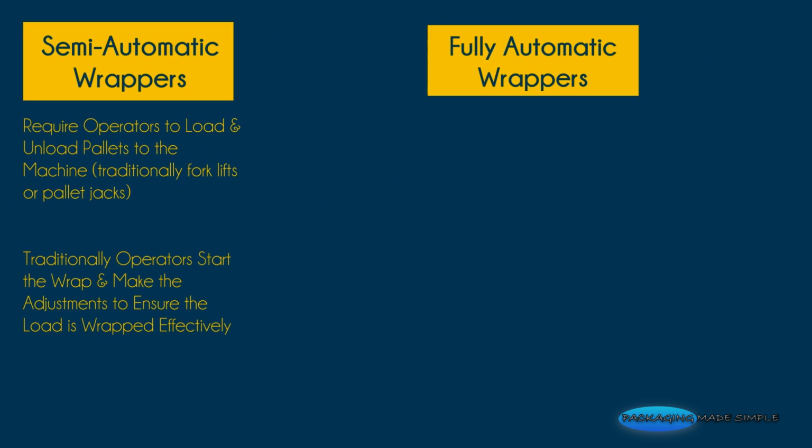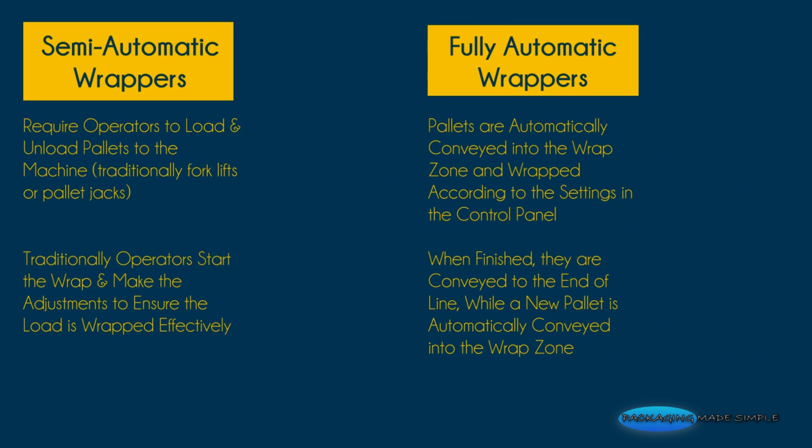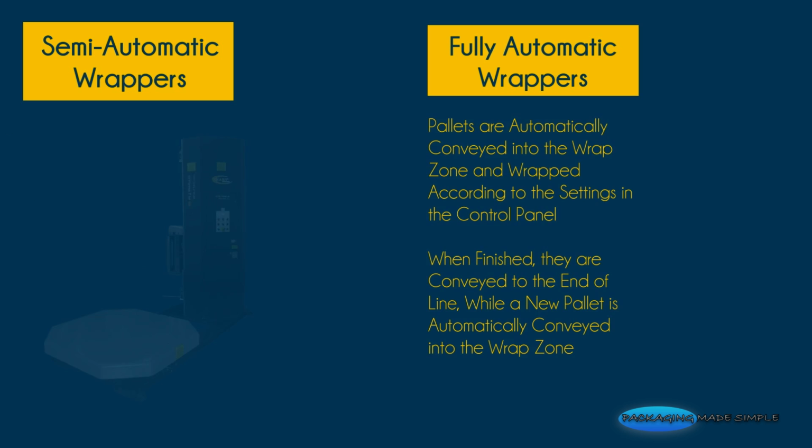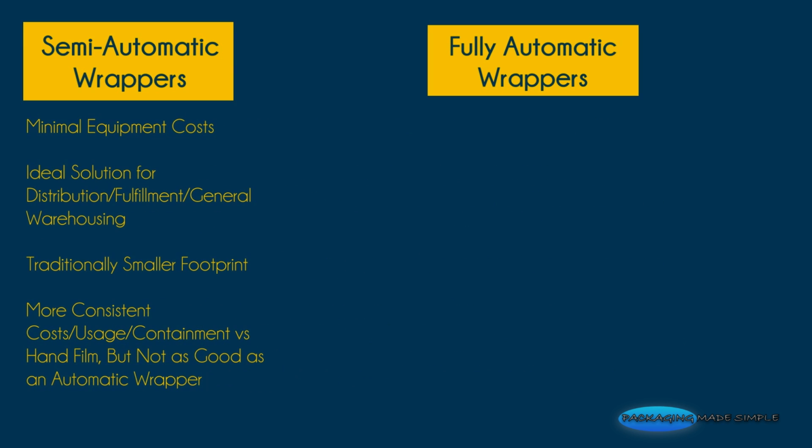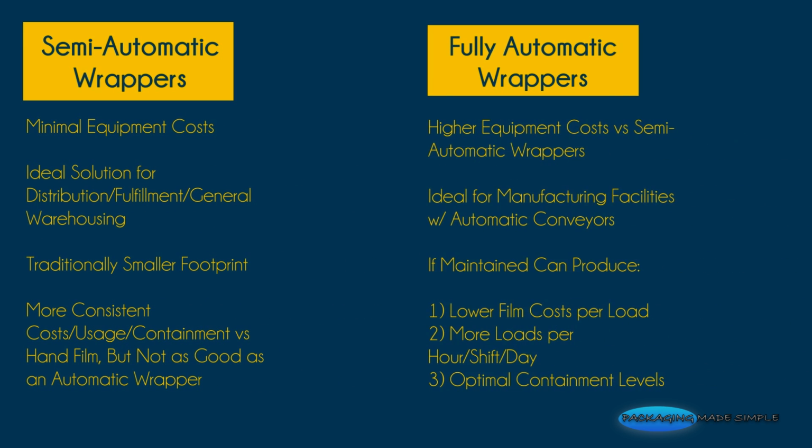Semi-automatic wrappers require the pallets to be loaded and unloaded by operators. Fully automatic have the pallets automatically conveyed into the wrap zone and out of the wrap zone. Traditionally, fully automatic wrappers are more expensive, but they do offer a more consistent wrap and traditionally can be found to have a lower film cost per load because of that.